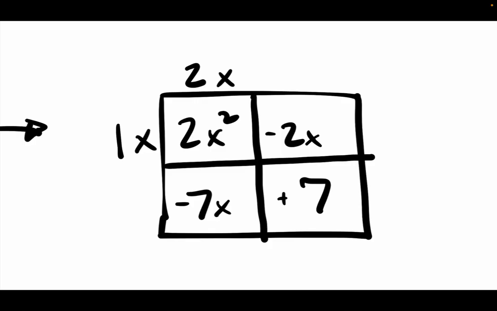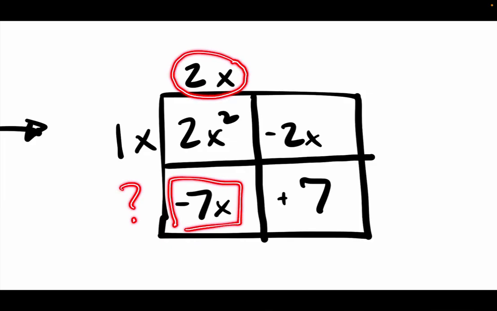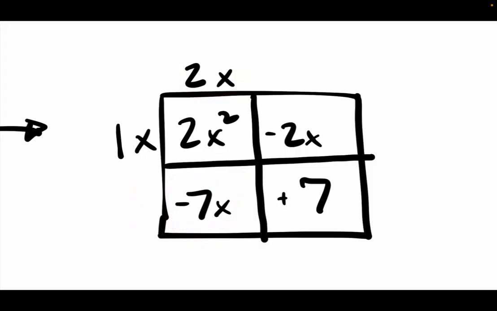How do we know? Once we take care of this one, we're going to move down to this part. Is there anything times this that'll make -7x? No, that won't work, right? That's when you know you did it wrong. So how do I fix it? Switch them. Move this guy over here, this guy over here. Now you can write it down, because we know that's going to work.